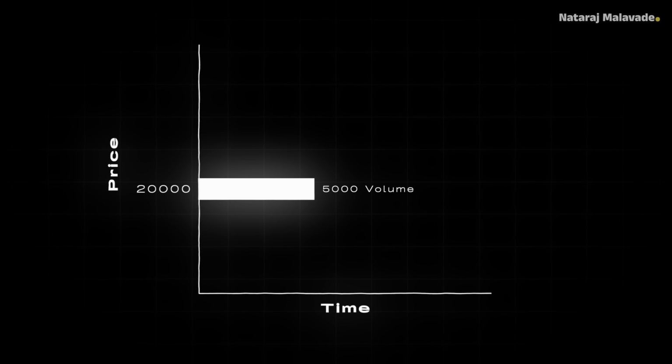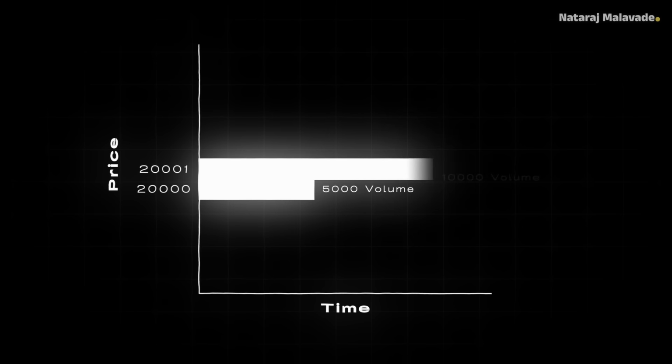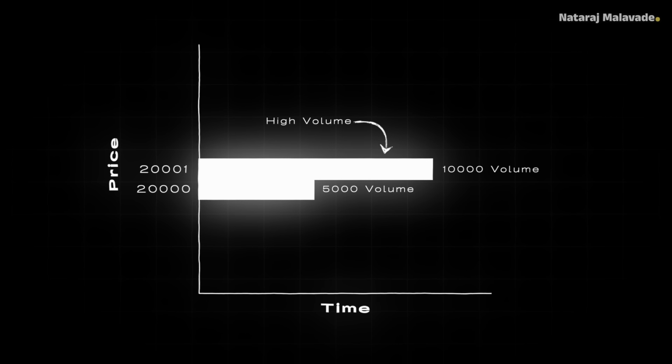Now we know this is 5,000. But if at 20,001, just 1 rupee above this particular price level, assume we got a volume of 10,000. In this moment, we would show this on the chart with a histogram twice the size of the first one. Why? Because the first one was 5,000 volume, and the second is 10,000. To represent visually the relative comparison between these two levels, we have plotted double the size of the initial histogram.